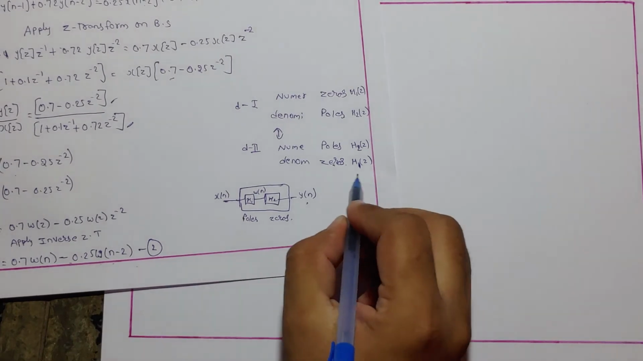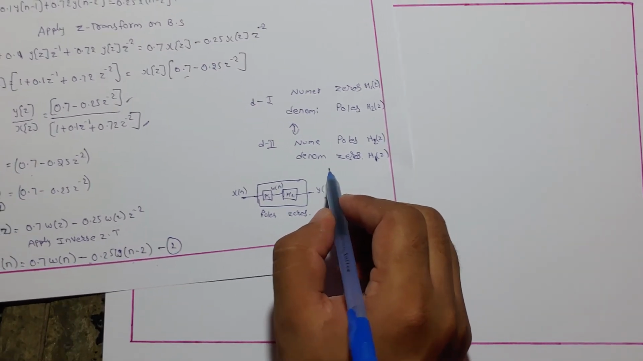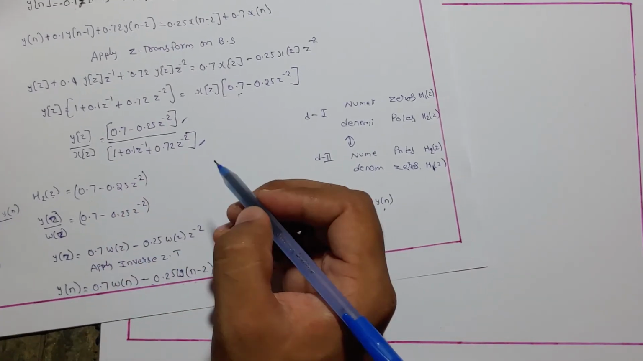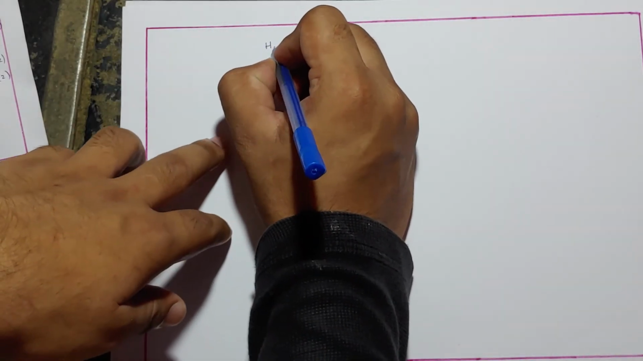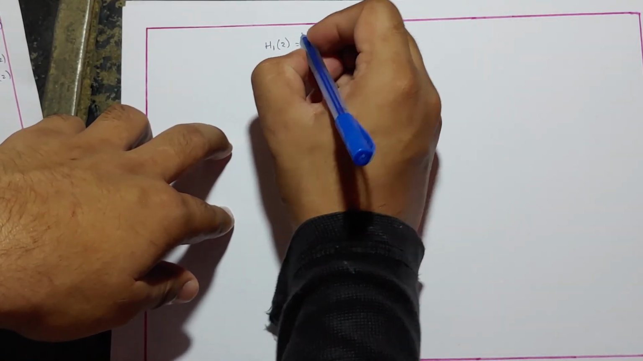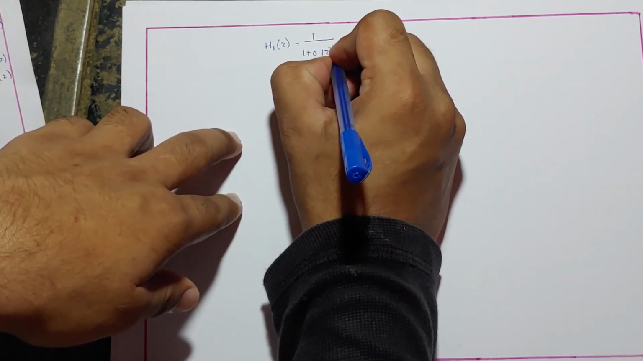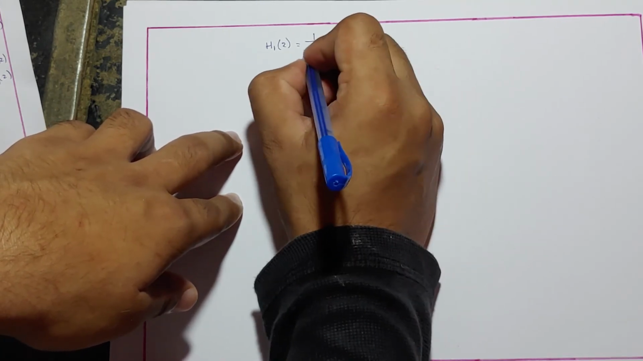As we know that denominator is h1 as zeros in the direct form 2, that is denominator is equal to 1 plus 0.1 times z power minus 1. Let us write it. h1 of z is equal to 1 by 1 plus 0.1 times z power minus 1 plus 0.72 times z power minus 2.